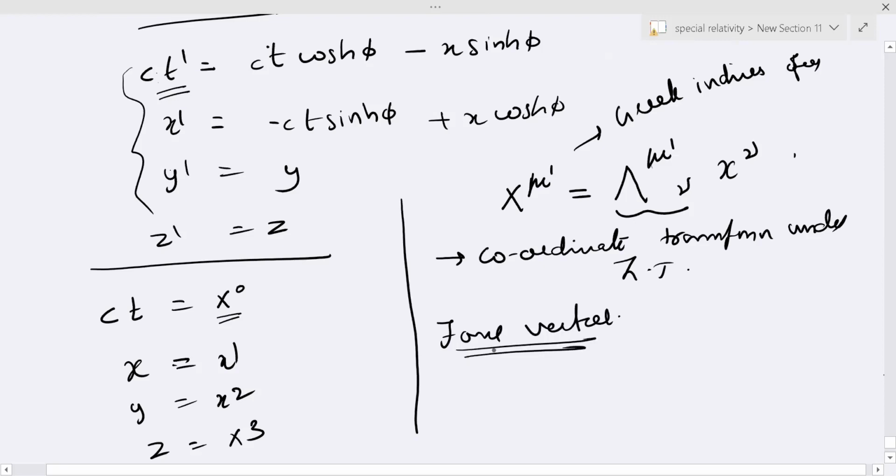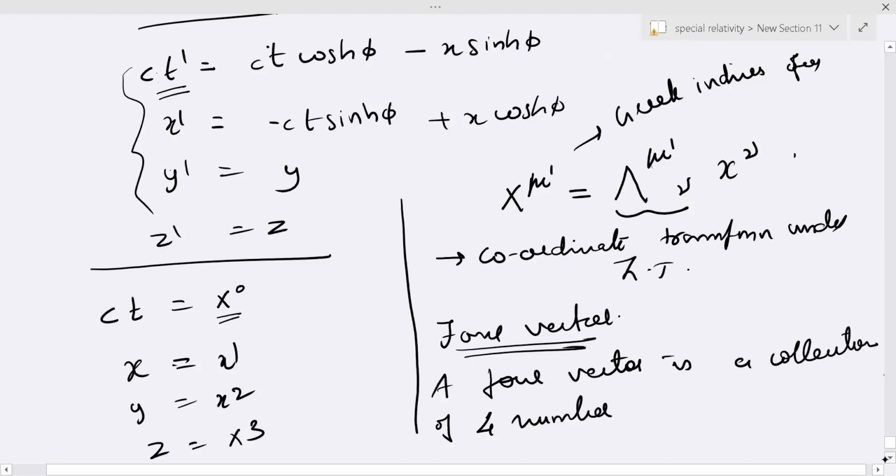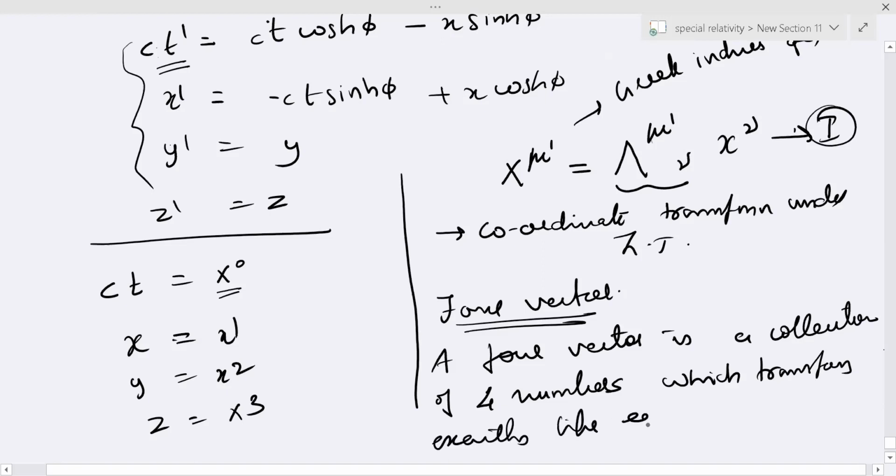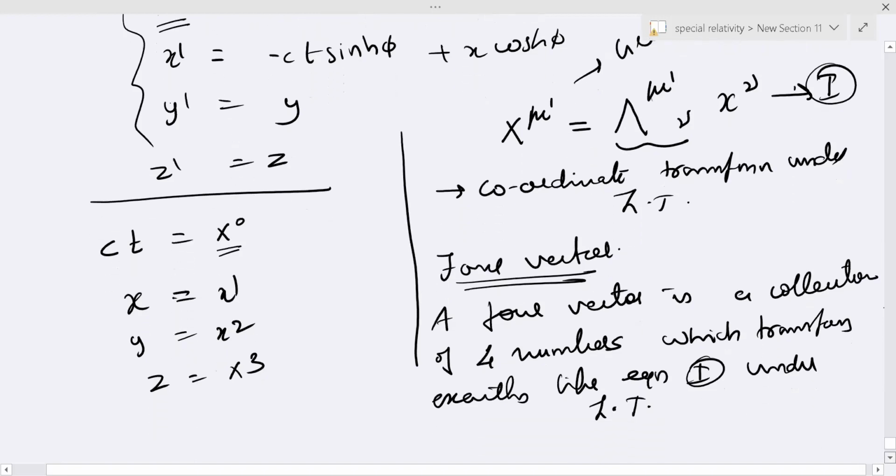A 4 vector is a collection of how many numbers? 4 numbers. A 3 vector was a collection of 3 numbers which transformed like the coordinates, but here we have 4 numbers which transform exactly like equation 1 under Lorentz transformations. This is the definition of a 4 vector.